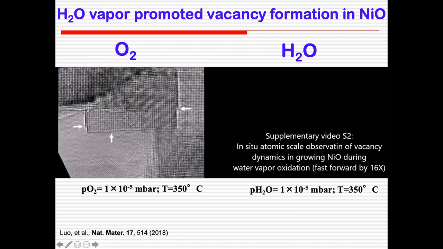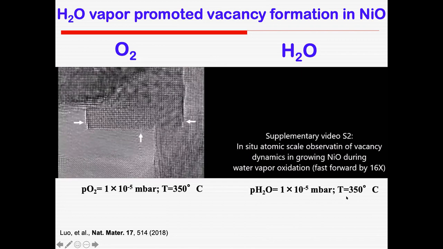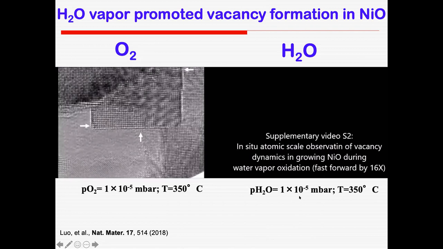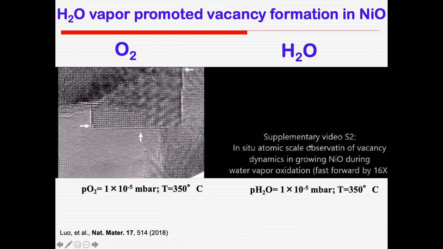So now this is H2O atmosphere, same pressure and same temperature. The temperature is a little bit lower compared with the earlier low magnification image, because the higher temperature causes no problem for the image because of the sample stability here. So if you look at the oxidation in H2O atmosphere, what we can visualize is not a similar phenomenon like step flow.